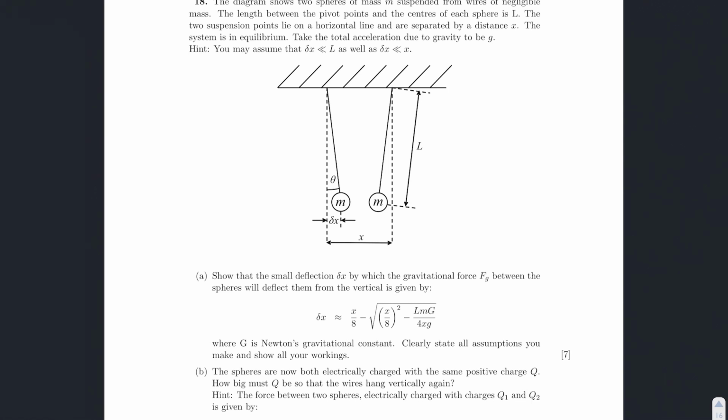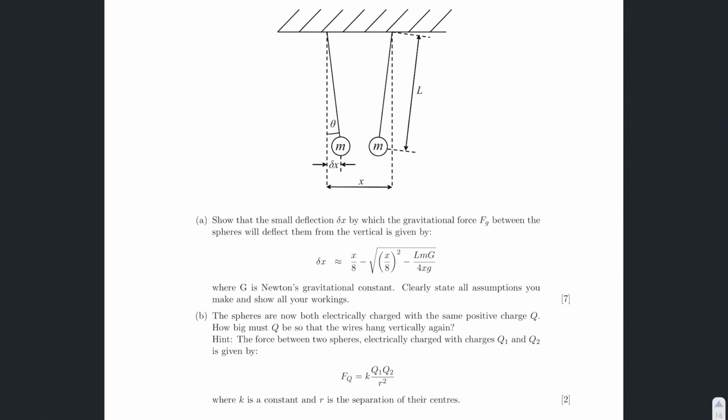Question 18. The diagram shows two spheres of mass m suspended from wires of negligible mass. The length between the pivot points and the centres of each sphere is L. The two suspension points lie on a horizontal line and are separated by a distance x. This system is in equilibrium. Take the acceleration due to gravity to be g. You may assume that delta x is much smaller than L and delta x is much smaller than x.